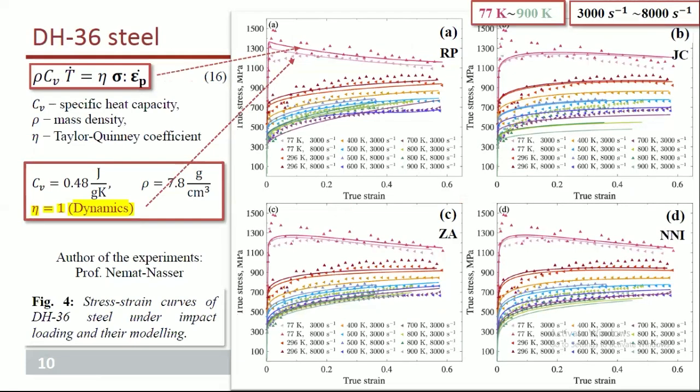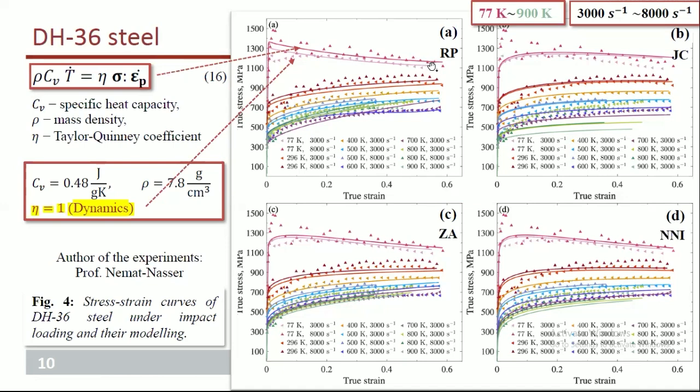Here's one of the examples in figure 6 about the stress strain diagrams of this high-strength steel at different temperatures and strain rates, along with corresponding simulation results from different models shown here. These different colors correspond to different temperature conditions. One of the key points here is the ability of the RP model to capture this negative hardening behavior that occurs at low temperature and high strain rates.